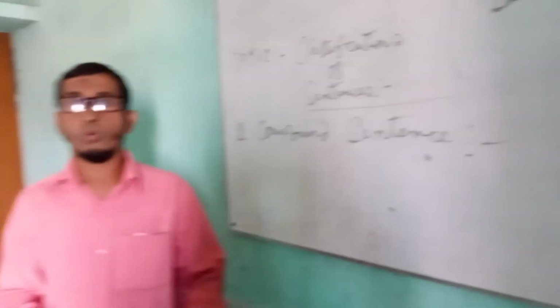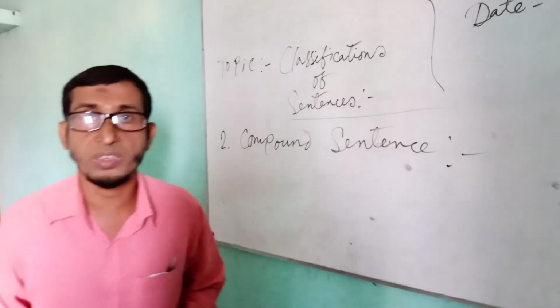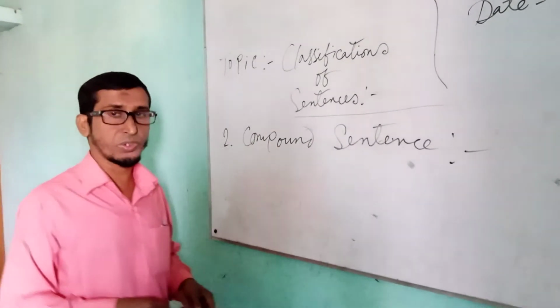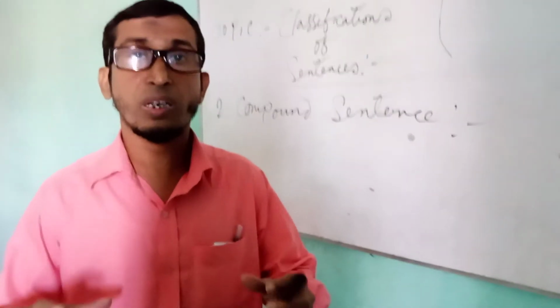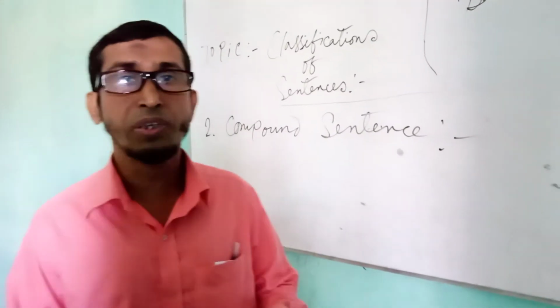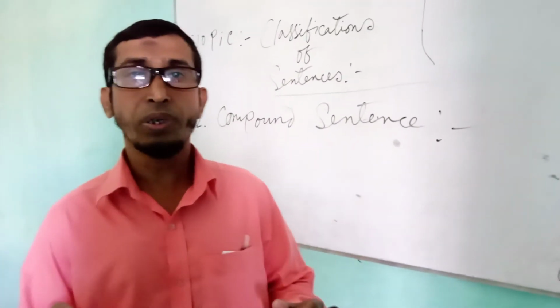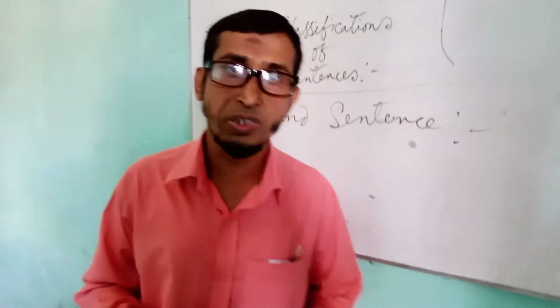Can you tell me what a compound sentence refers to? Yes, I am telling the answer. The sentence which contains two coordinate clauses, and these clauses are connected by and, but, or, either, neither, not only, but also, etc., is called a compound sentence.